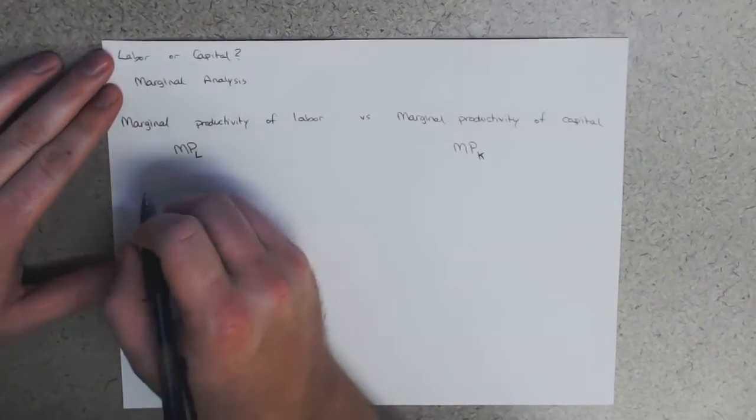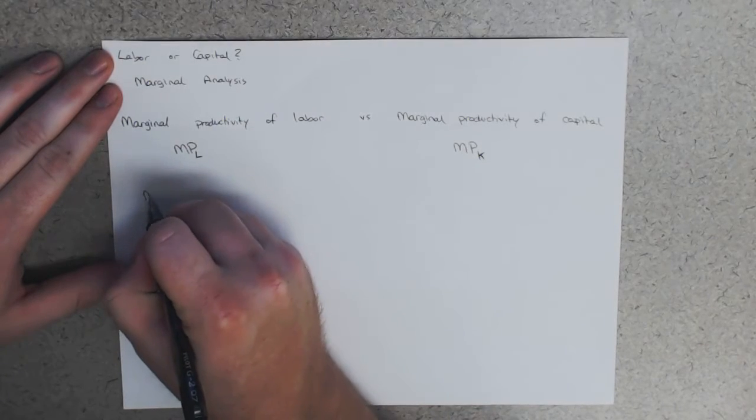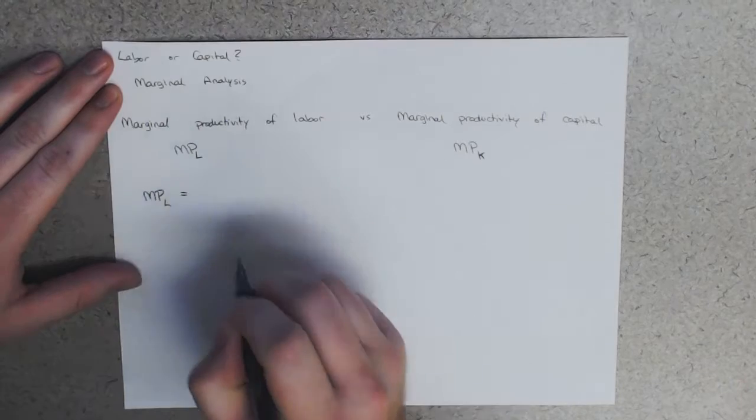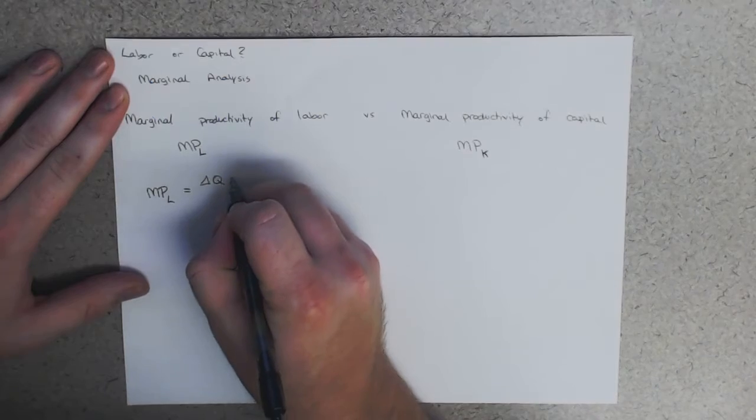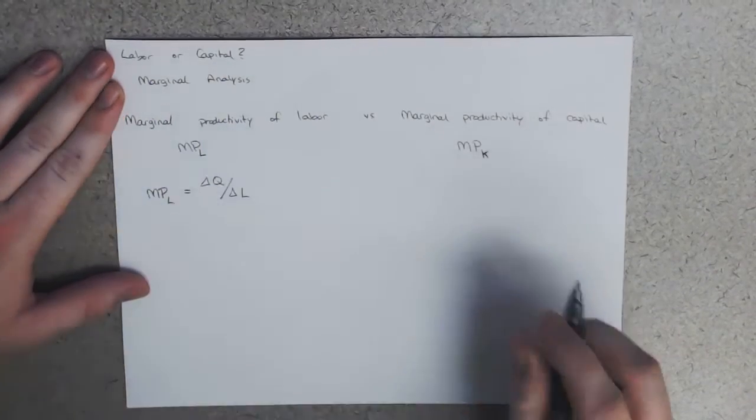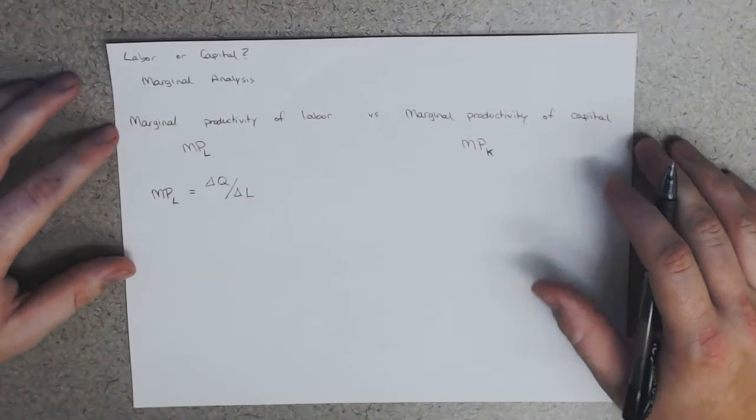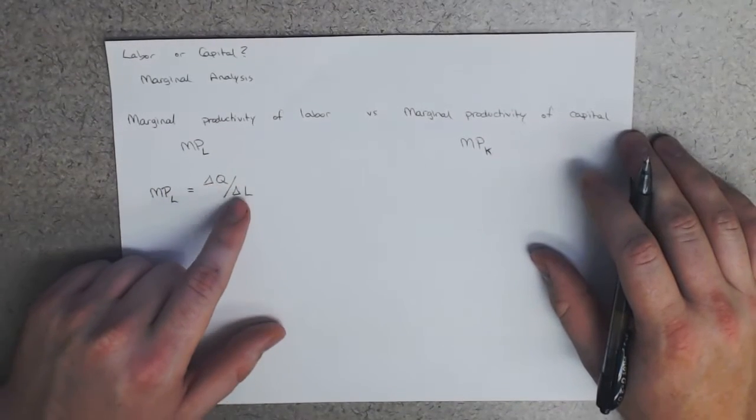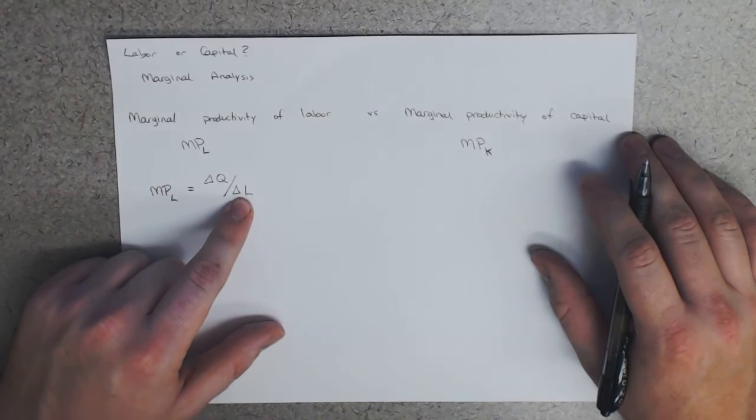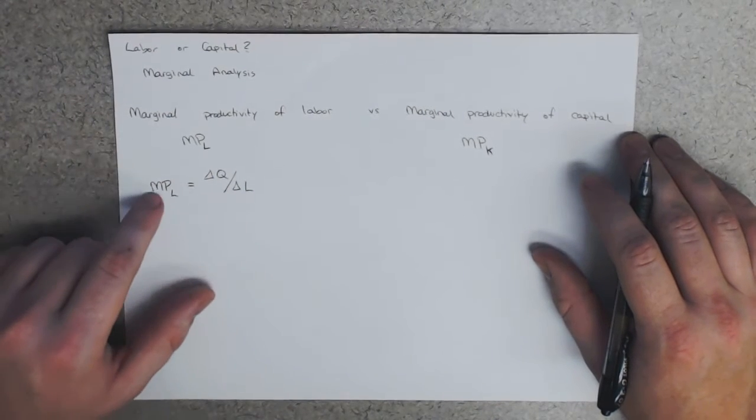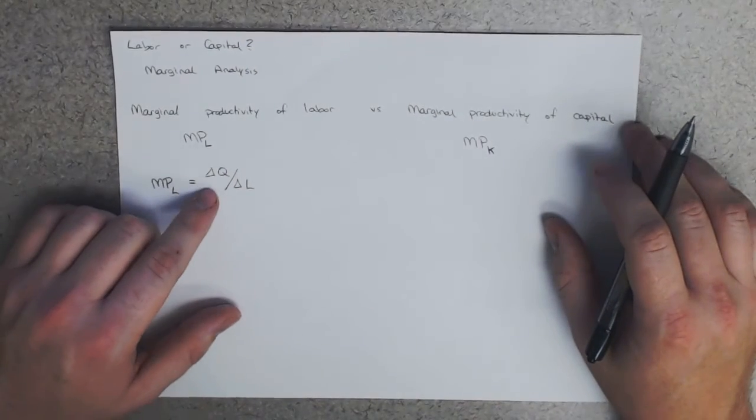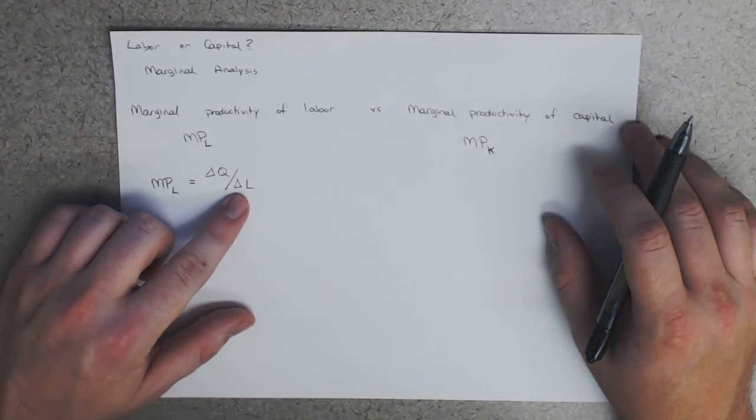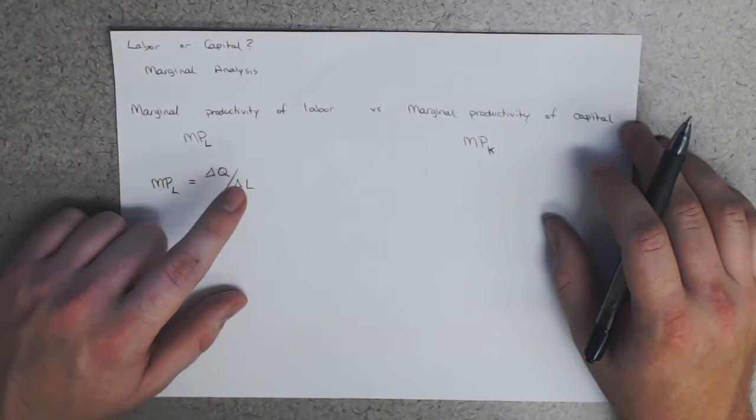Okay. And so formally, we can define these terms. So we can define these terms as MPL equal to the change in quantity for each change in labor. And so what we're talking about is what change in quantity do I get for every increase or change in labor, right? The marginal productivity of labor is the increase in output that is caused by the increase in labor, or the decrease in output caused by the decrease in labor.